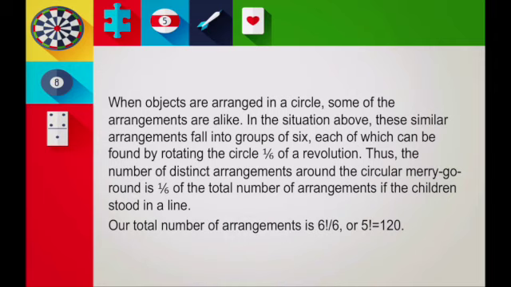When objects are arranged in a circle, some of the arrangements are alike. In the situation previously, these similar arrangements fall in groups of 6, each of which can be found by rotating the circle 1/6 of a revolution. Thus, the number of distinct arrangements around the circular merry-go-round is 1/6 of the total number of arrangements if the children stood in a line. So we have 6 factorial divided by 6, which is, if we do 6 times 5 times 4 times 3 times 2 times 1 over 6, we would cancel those 6's, and that's 5 factorial.